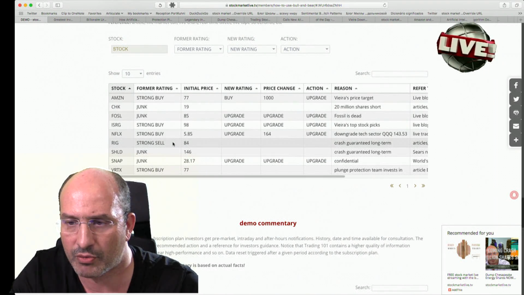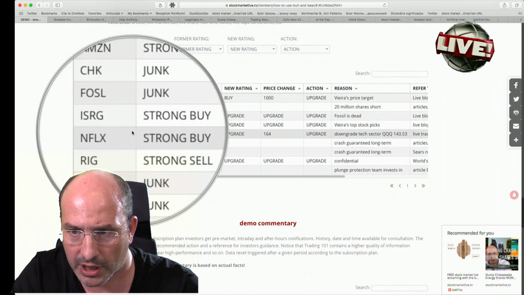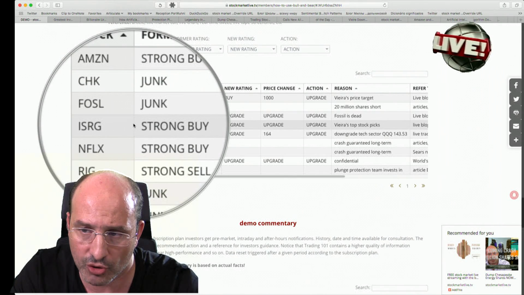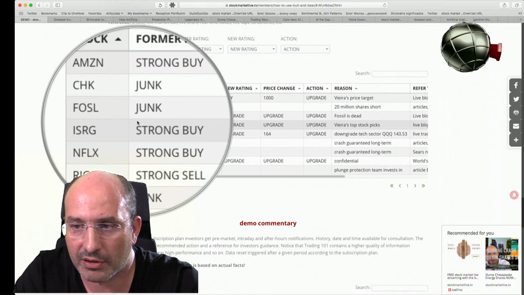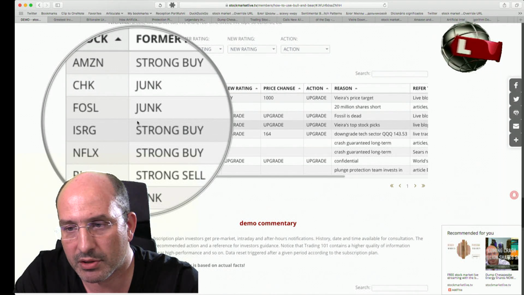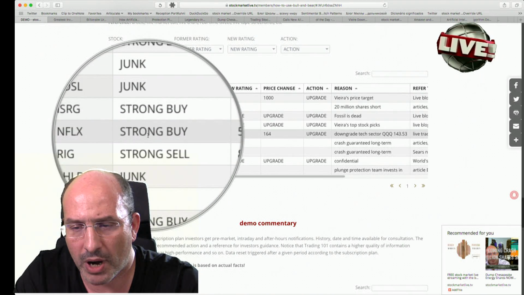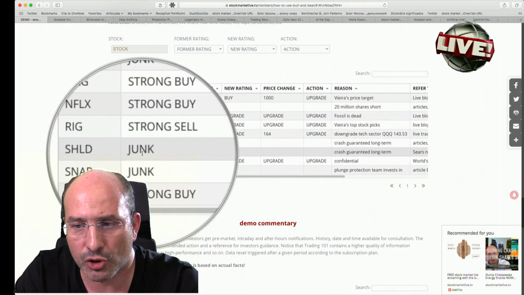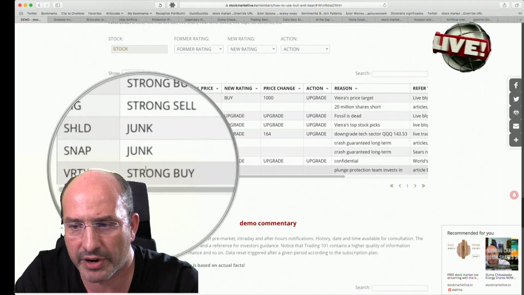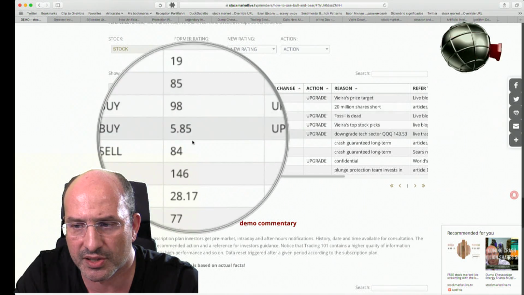So you have also, we are going to see it, and if you need help with regards to charts and so on, you have it in the service, depending on the features of the service, okay? Fossil Group, junk rating, Intuitive Surgical, strong buy, Netflix, strong buy, Transocean, strong sell, Sears Holding, junk, Snapchat, junk, Vertex Pharmaceutical, strong buy, and when these initial prices started, okay?